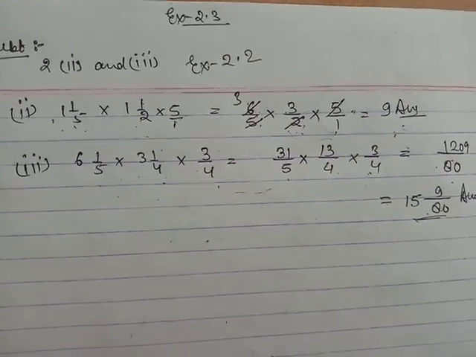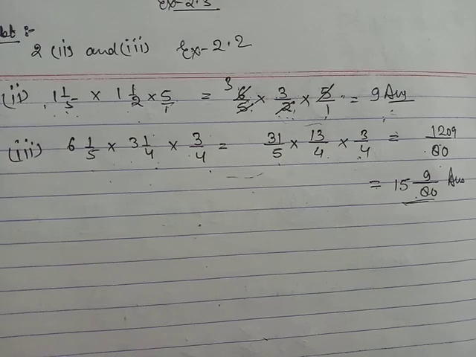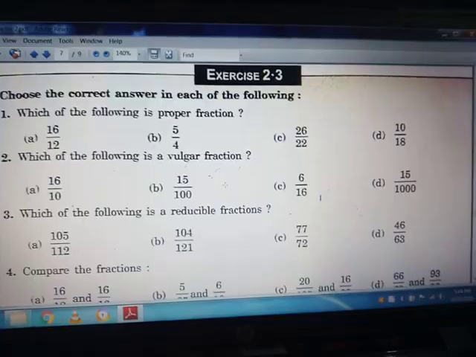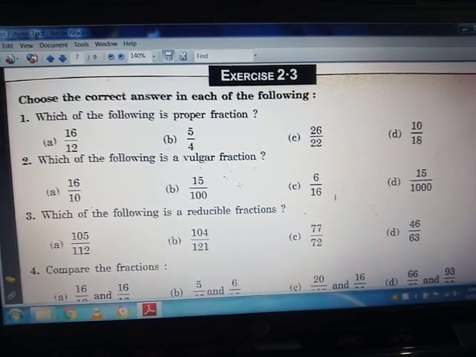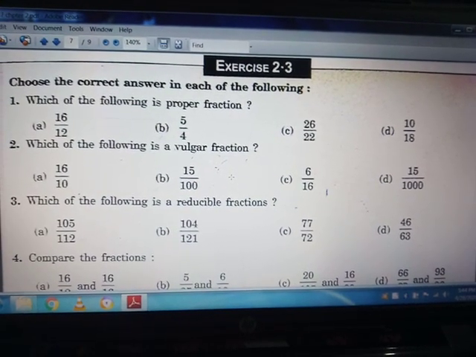So here are the doubt questions. These two questions were your doubt questions. Now we will move to exercise 2.3. Here is question number 1 of exercise 2.3. Which of the following is a proper fraction?